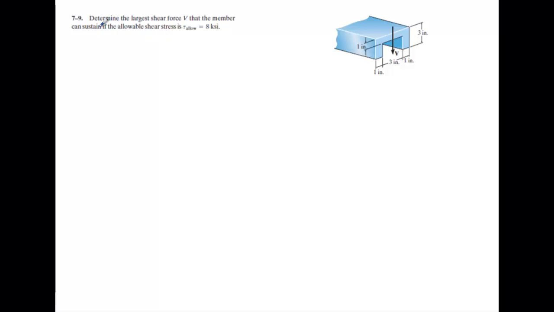This is problem 7-9. Here we're given the allowable value, which is 8,000 psi. On this one it's a little different. You're not given y bar. You can tell right now that the center is not located up 1.5, so we need to find out what that distance is going to be.